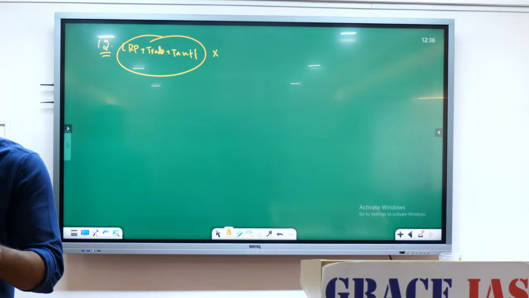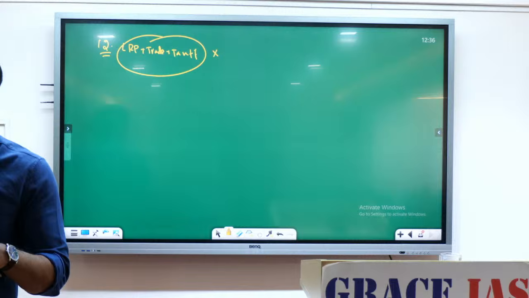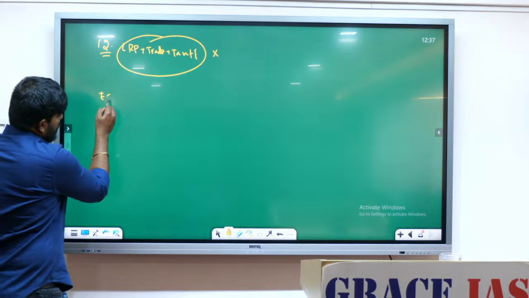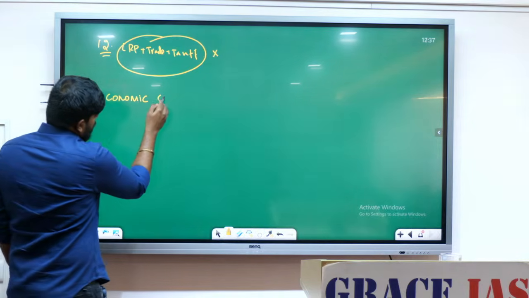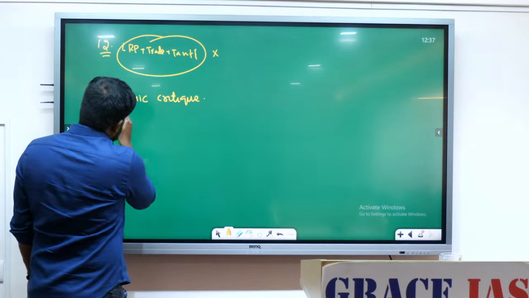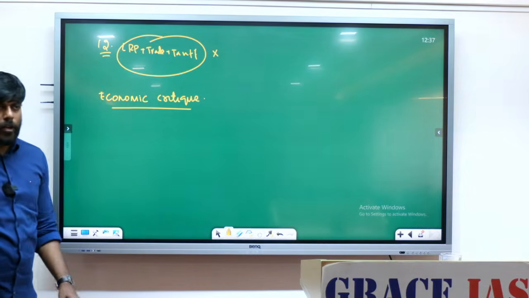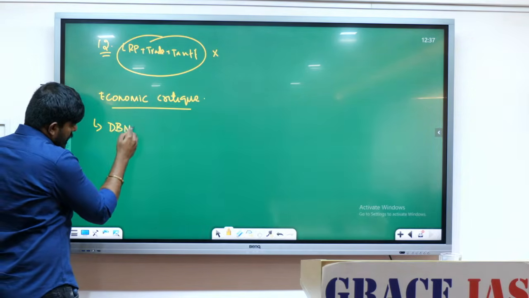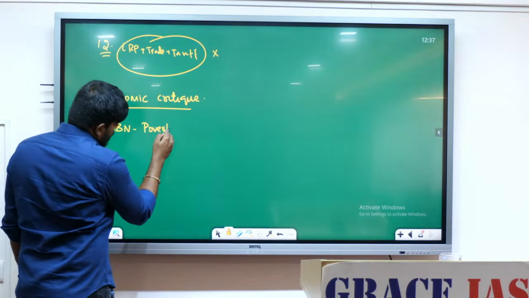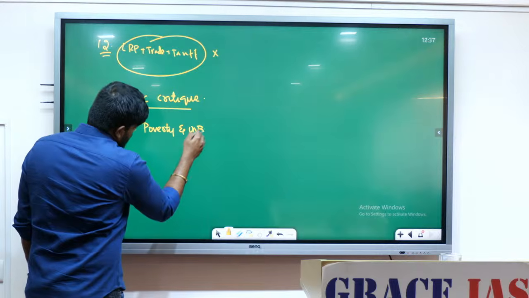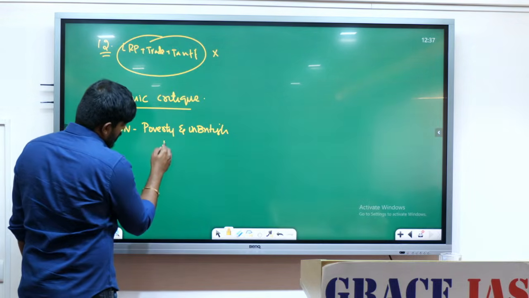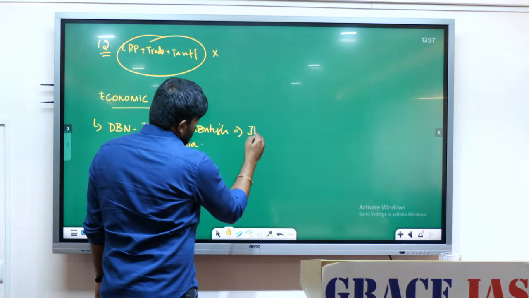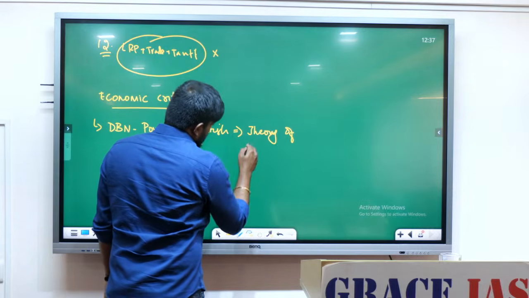Someone told us, some intellectuals, some learned ones, some scholars, they told us all these things. And we call them the economic critics of colonial rule. In India, there are primarily three important people. One is Dadabhai Naoroji, who gave the concept of the theory of drain of wealth.